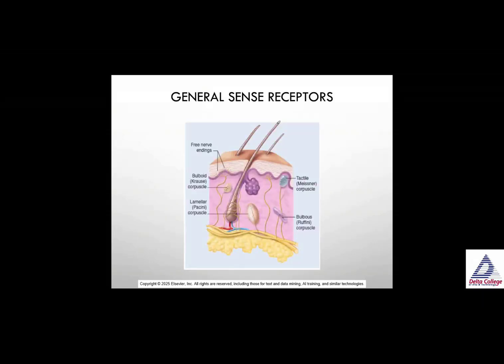So this gives you an idea of general sense receptors. There's free nerve endings, little teeny tiny ones you see up in the epidermis. And then in the dermis, you'll see the bulboid or the coarse corpuscle, the tactile Meissner corpuscle, lamellar Pacini corpuscle, and the bulbous Ruffini corpuscles. So in the previous slides, I talked about what they do, like fine touch, vibration, things like that. You have to know those.